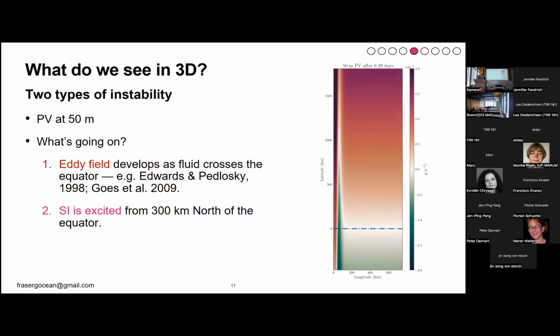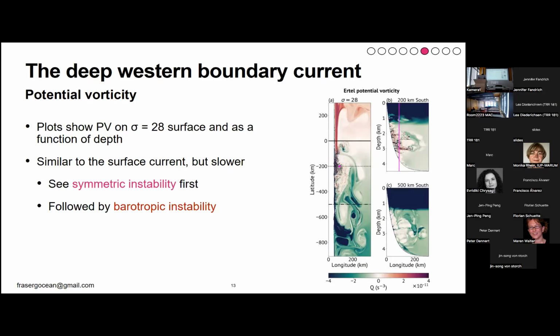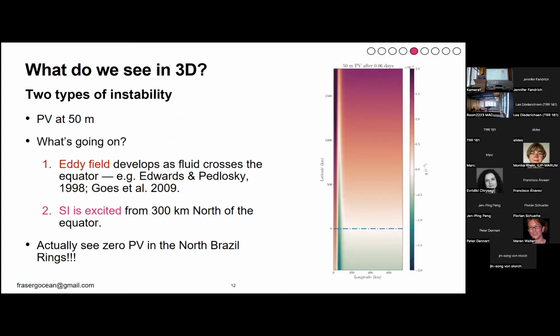And then, okay, so that's the surface current. Resolution is the issue in those models. So these models have a resolution of 2 kilometers in the horizontal, and I think it's variable in the vertical. But yes, to resolve the instability properly.